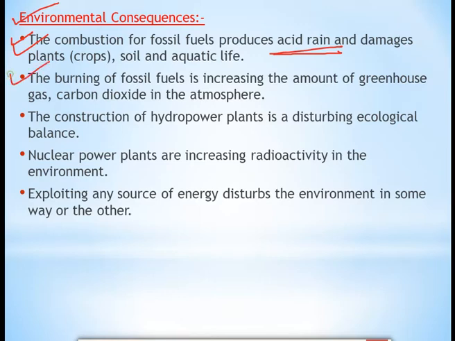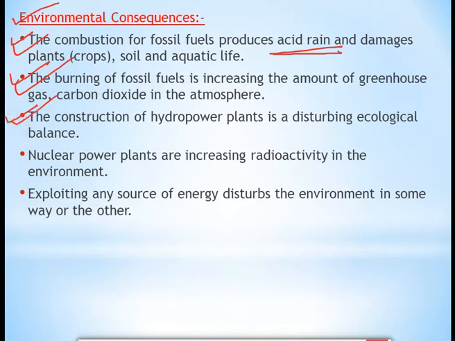Next, burning of fossil fuels is increasing the amount of greenhouse gases, carbon dioxide, in the atmosphere. If we burn fossil fuels at a great rate, what will happen? Obviously, the level of carbon dioxide in the atmosphere will increase. So the greenhouse effect will be caused because of burning of fossil fuels.